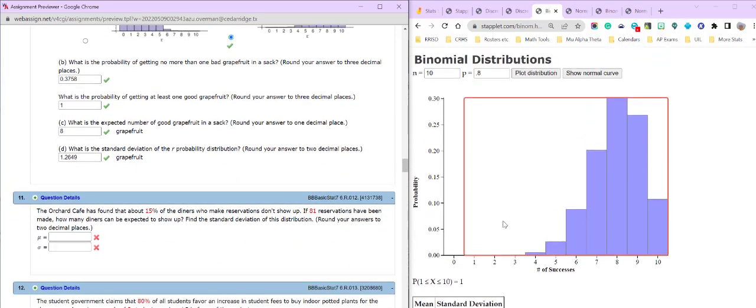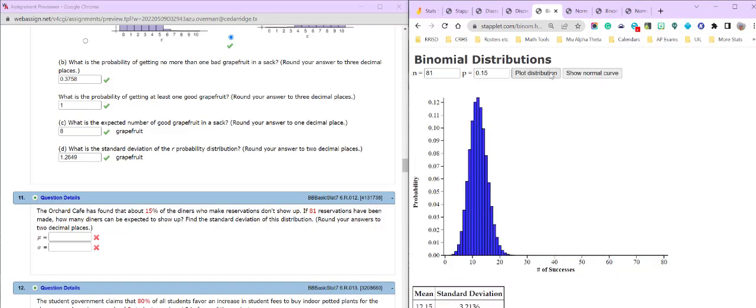Okay, Orchard Cafe has 15% of people who make reservations don't show up. So those are the ones that don't show up. I might have to change that to the complement. We'll see. We have 81 reservations. These are people not showing up. How many can be expected to show up?